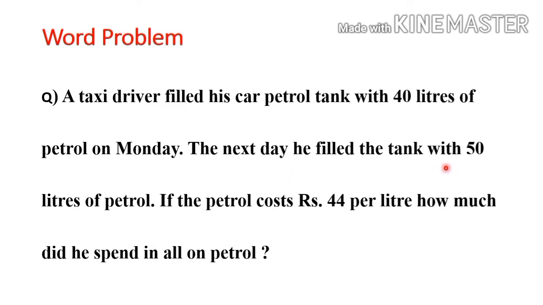And what is the condition given in the question? If the petrol cost rupees 44 per liter. So for 1 liter the cost is rupees 44. Now we want to find out the money he spent for petrol. Okay, so 2 days the car driver has filled his car with petrol. So Monday and Tuesday. What are the 2 days? Monday and Tuesday. The next day means first day they have given us Monday. So next day means what we'll write?